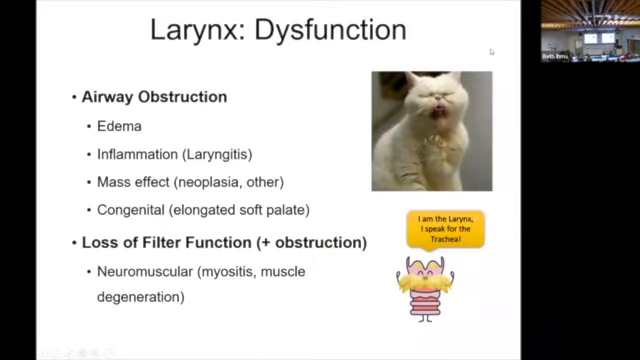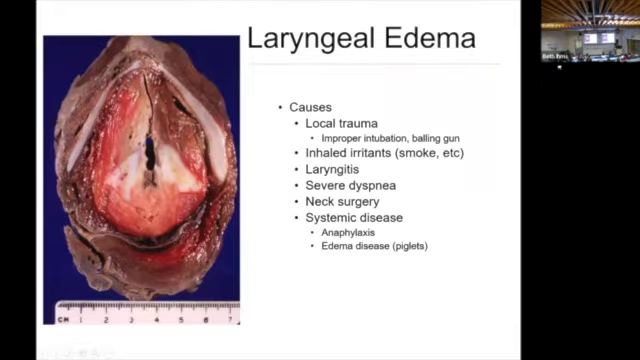Okay, so dysfunction of the larynx, again, obstruction and loss of filter function are going to be the two big things. Laryngeal edema is a very common cause of laryngeal obstruction. It has many causes. Probably most commonly that we see here in the lab is severe dyspnea. So animals with a history of severe respiratory distress, they're breathing very hard. That actually can be traumatic to the larynx. So you can have swelling, and then that causes further obstruction, and then more dyspnea. So it's kind of a self-feeding cycle.